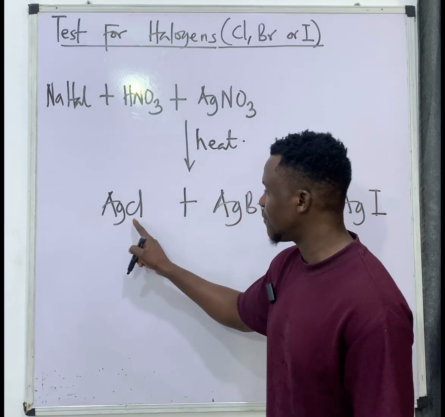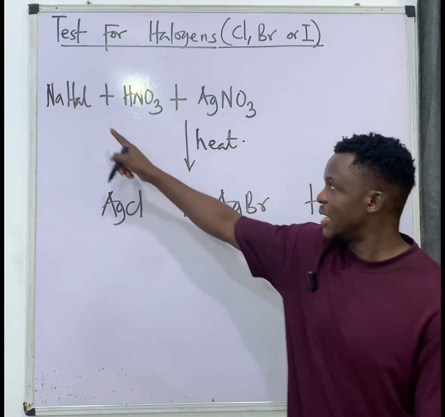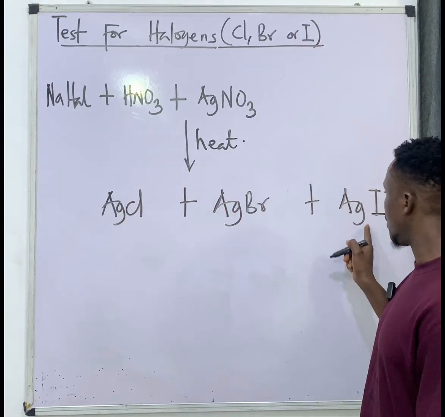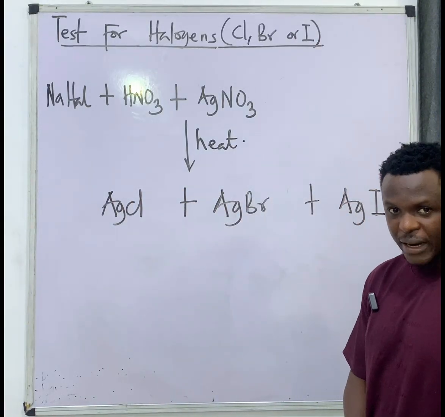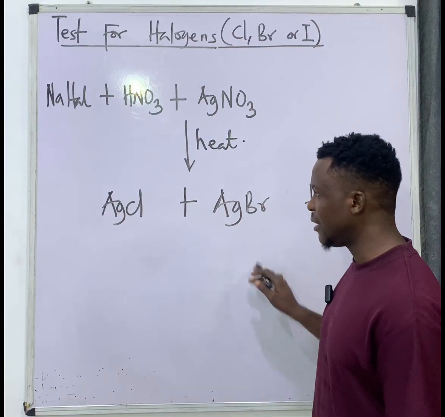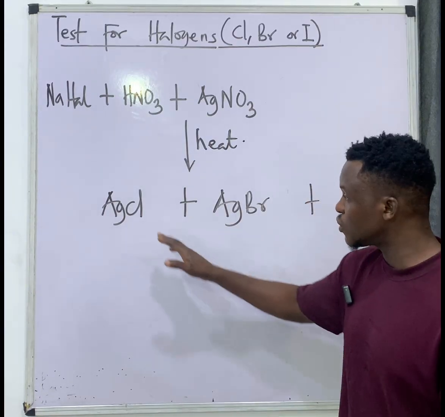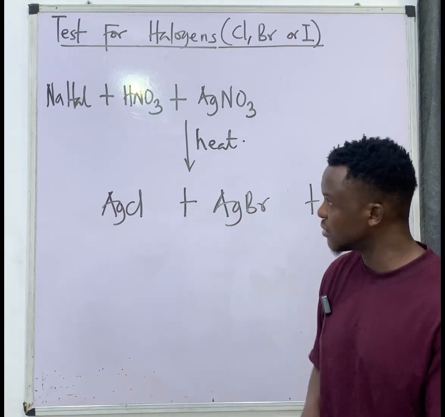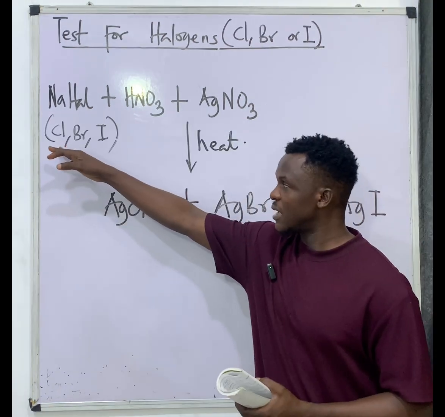Either you have chlorine present as a halogen, or you have bromine present, or you have iodine present. All of this is going to be a precipitate. Now, listen, you're not going to get three of them at once. These are the possible options because these halogens are this.